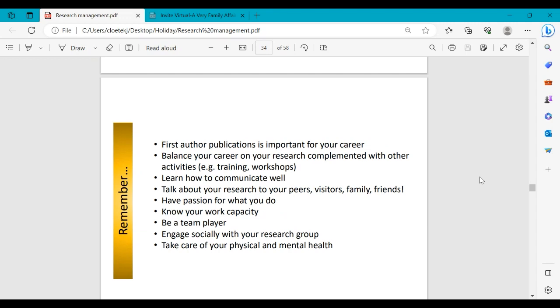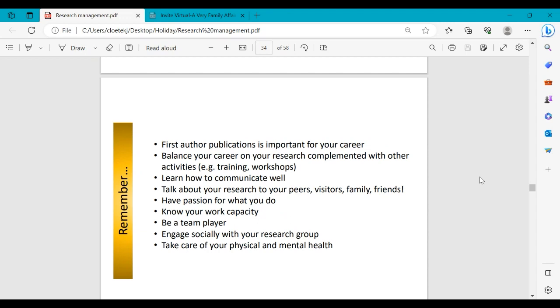Balance your career, complementing your research with other activities. Remember, it's very important at the early career stage to focus on your research, your experiments and publishing, but you should also complement it with training and attending workshops for you to grow your skills.